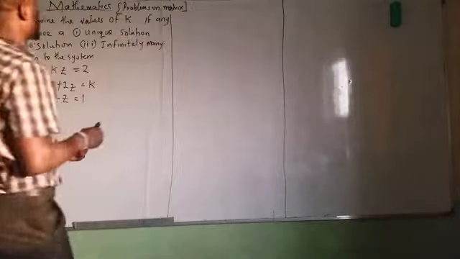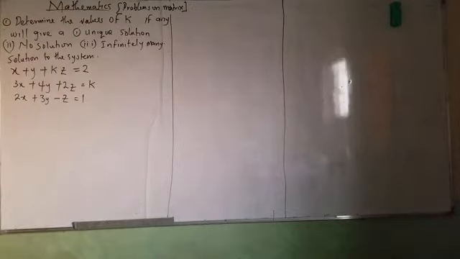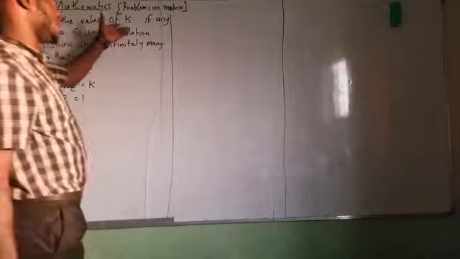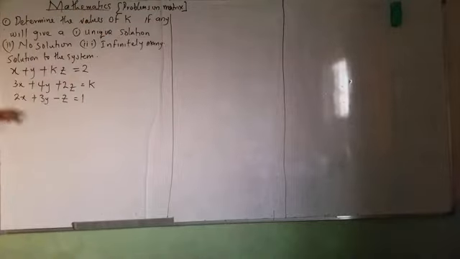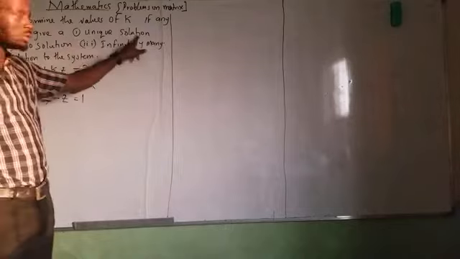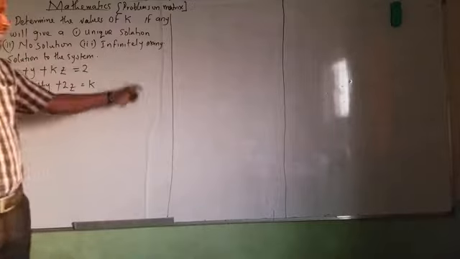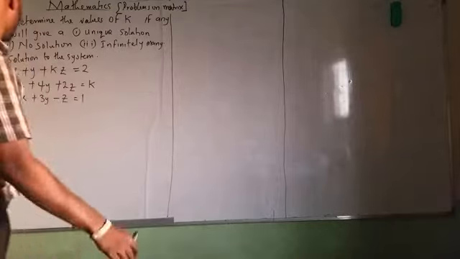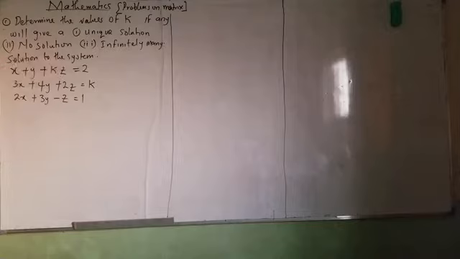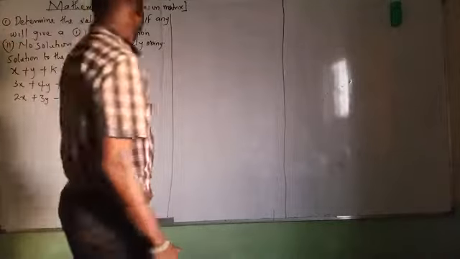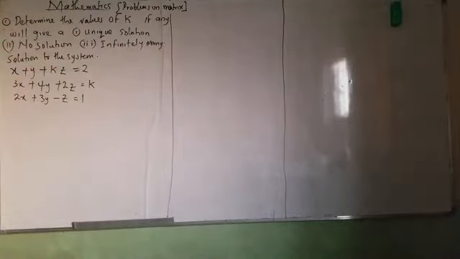That is the topic. And the problem says: determine the value of k if any, such that we have number one, a unique solution, number two, no solution, number three, infinitely many solutions to the system. These are the system of linear combination. I think we have done that earlier. And we need to generate k. That is what we are trying to do.